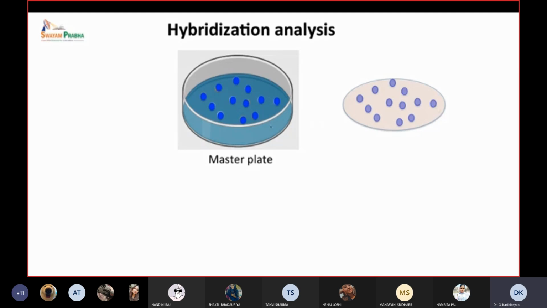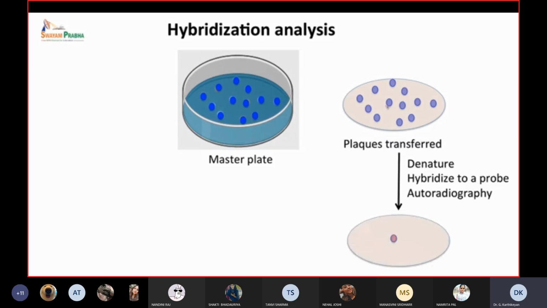So you reserve this master plate, you keep that, you store that properly, because then you will need to pick this plaque depending on which one of these actually represents the clone, the plaque of your interest.